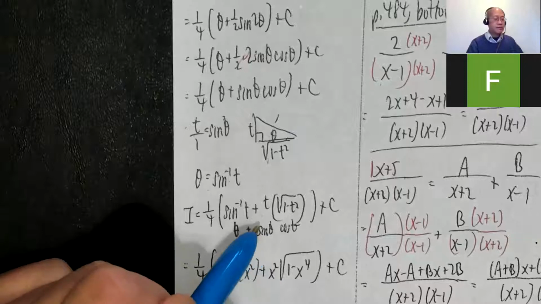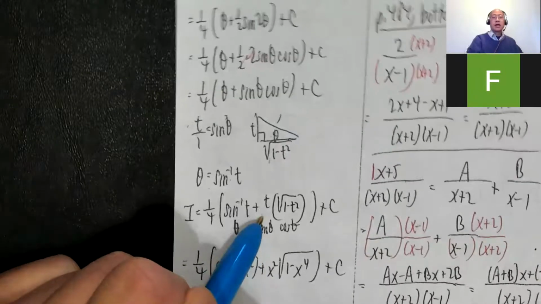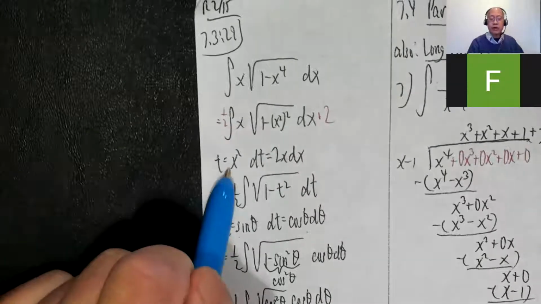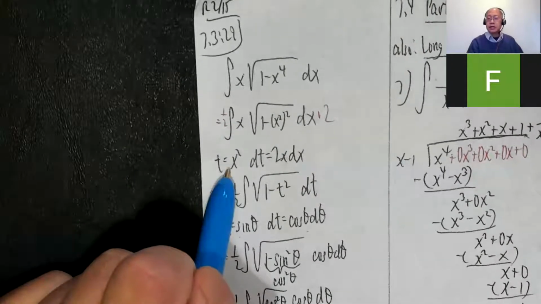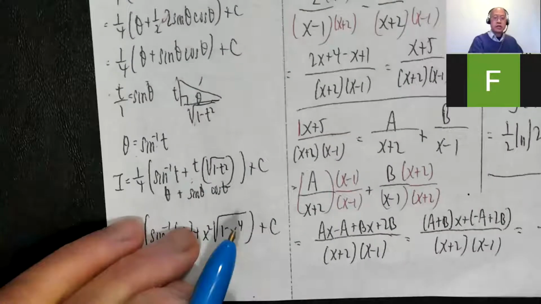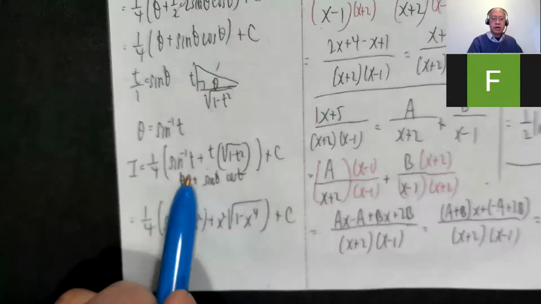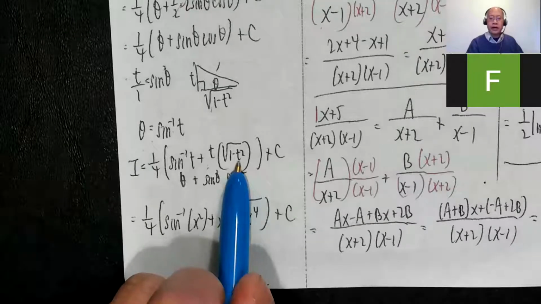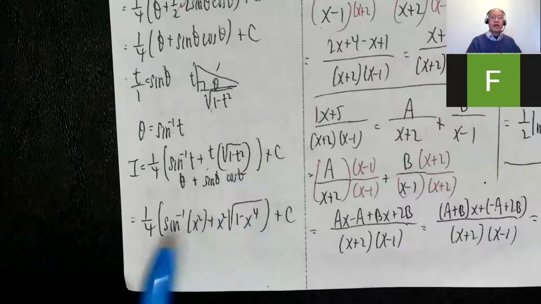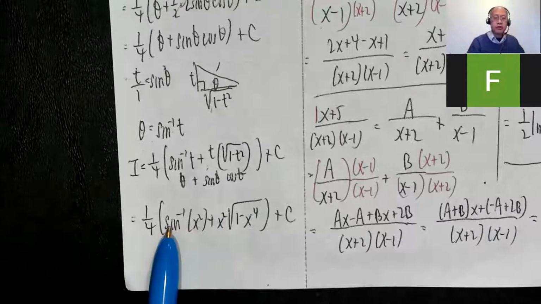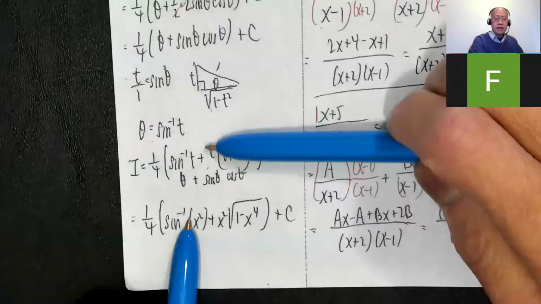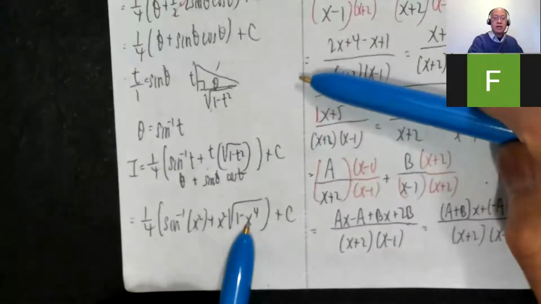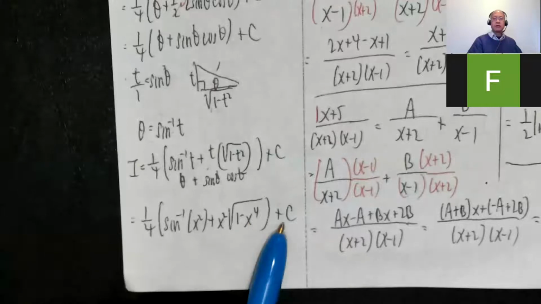And furthermore, I can't even leave it with t. I'm going to switch back to x. So t is equal to x squared. So the last thing I need to do is everywhere I see t, change it to x squared. So make that an x squared, make that an x squared, make that x squared squared. And I finally have it. So final answer is 1/4 inverse sine of x squared, plus t, which is x squared, times radical 1 minus x squared squared, which is x to the 4th, plus c.